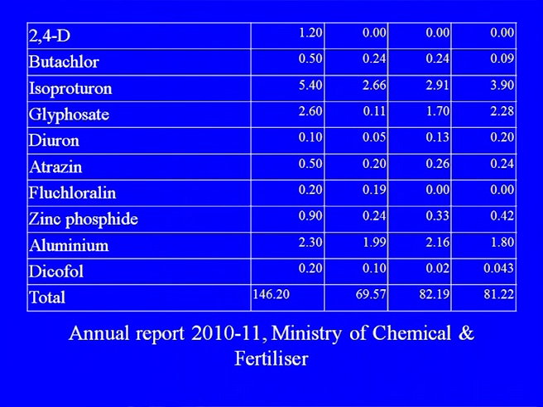These are some of the figures. You can go through the production and consumption of 2,4-D, butachlor, isoproturon, glyphosate, diuron, atrazine, fluorochlorine, zinc phosphide, aluminum compounds, and dicofol, and the total is around 146.2 thousand tons. This is from the data that is available on the website of the Ministry of Chemical and Fertilizer.